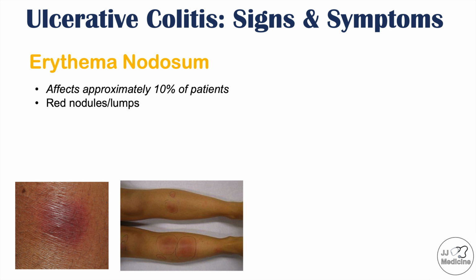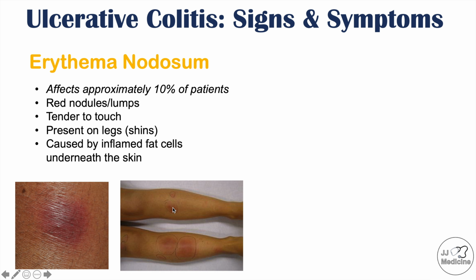Erythema nodosum is red nodules and lumps that are tender to touch, and they are present on the legs, more specifically the shins or the front of the legs. So you can see these areas here that are tender to touch, and they are caused by inflamed fat cells underneath the skin. So this is an important skin manifestation that can occur in ulcerative colitis patients.